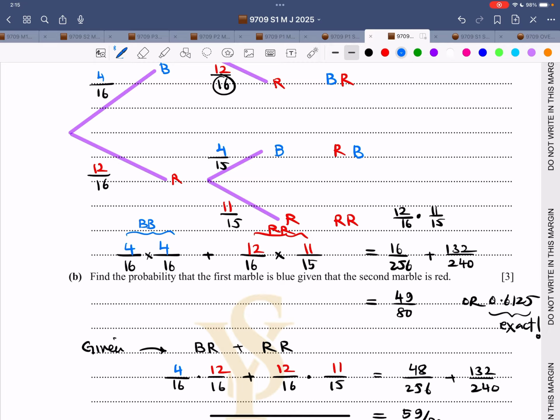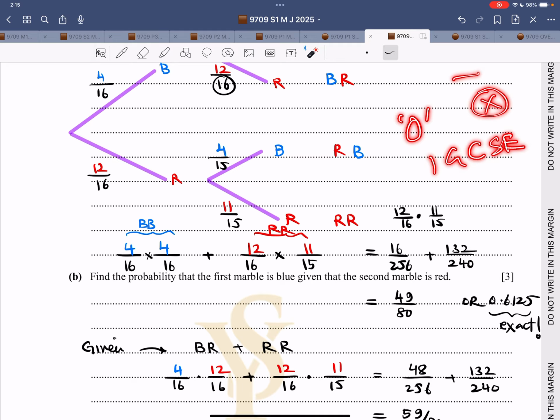And take care of the fractions. Of course, everyone has studied either O-level maths or IGCSE maths, so multiplication, division, addition, subtraction, all these things should be there. So put it in the calculator, you get this, and if someone is interested in decimals, this is exact, no need to round off.